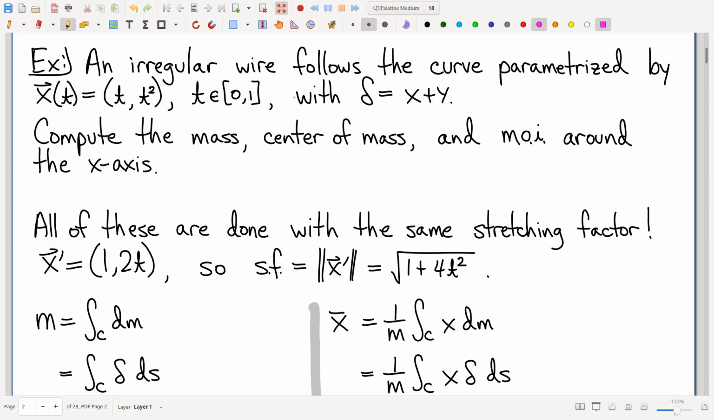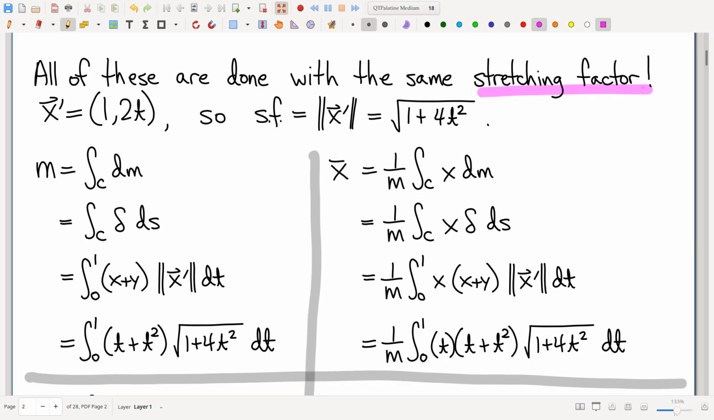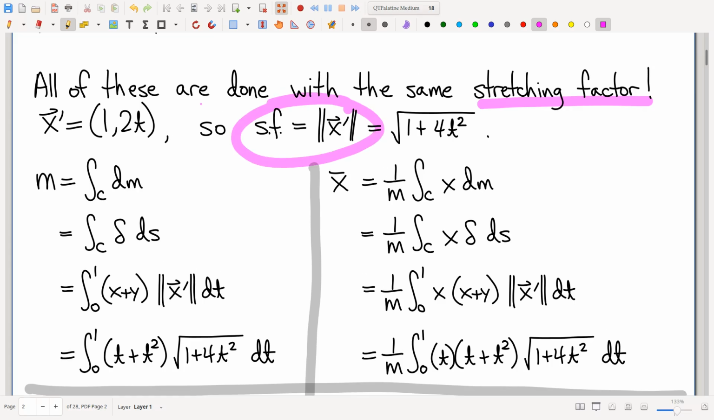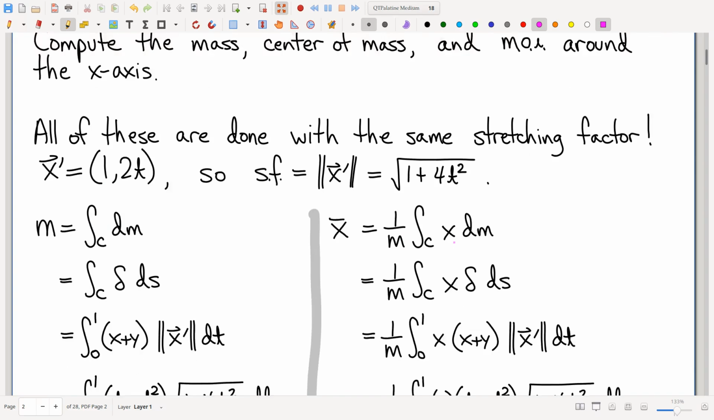All right. Well, just in preparation for what we know we're going to need, we know we're going to need the stretching factor. We know the stretching factor is the magnitude of the velocity. So we can just say I'm going to use this parameterization that I was given, so why not? And take the derivative, take the magnitude. That's plug and chug. You just got to do it, right? And your stretching factor is going to be that. So I do that initially just because I know it's going to come up. I know I'm going to need it, and so why not go ahead and get that part out of the way.